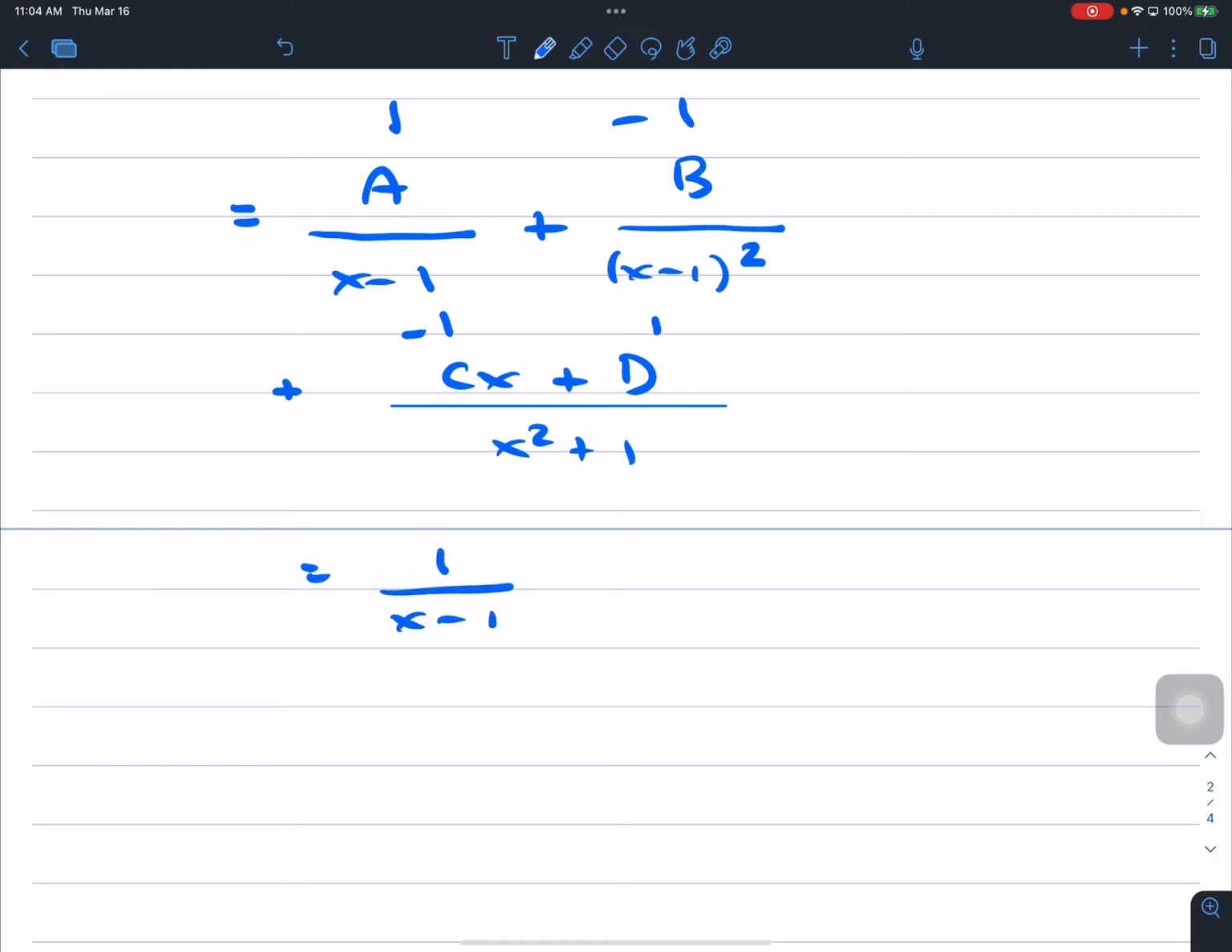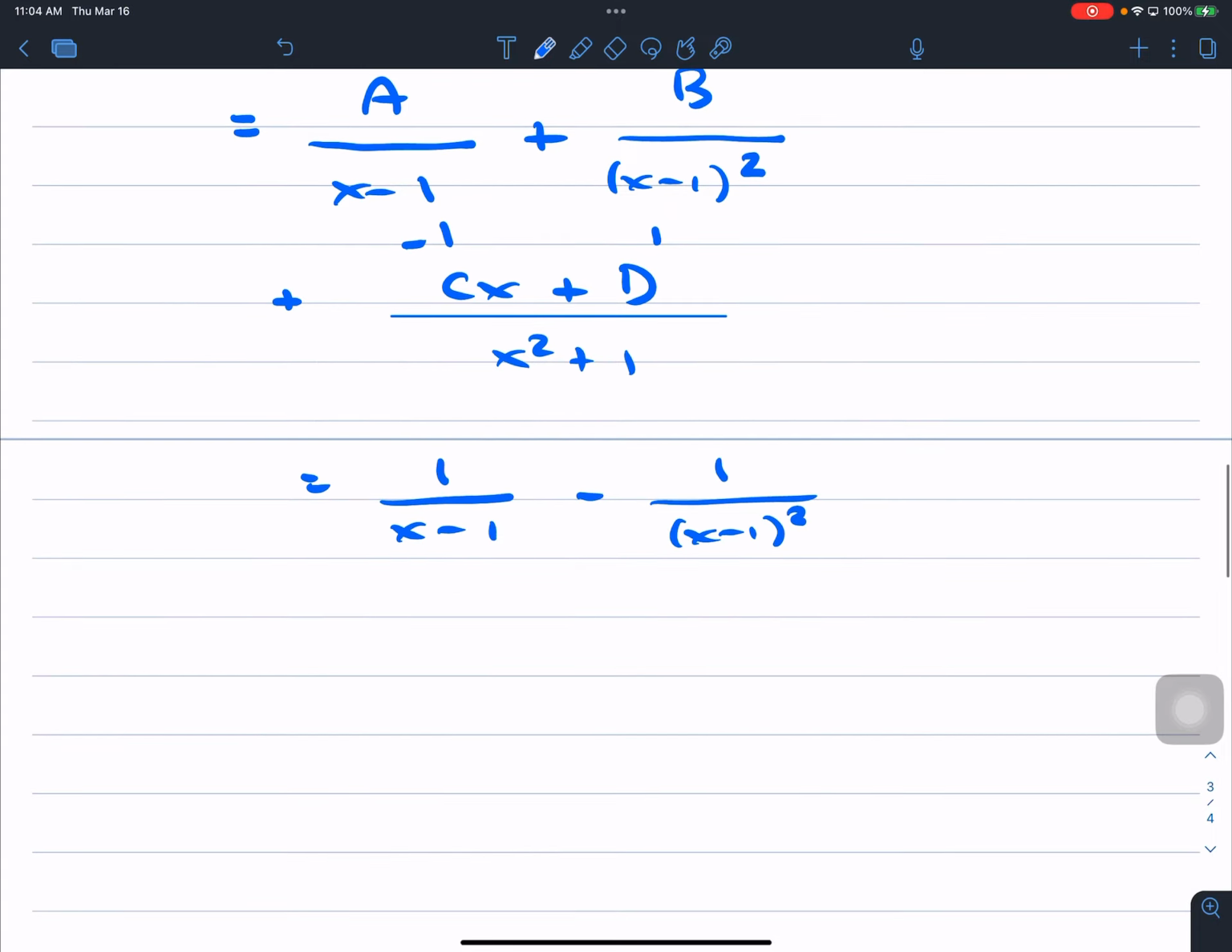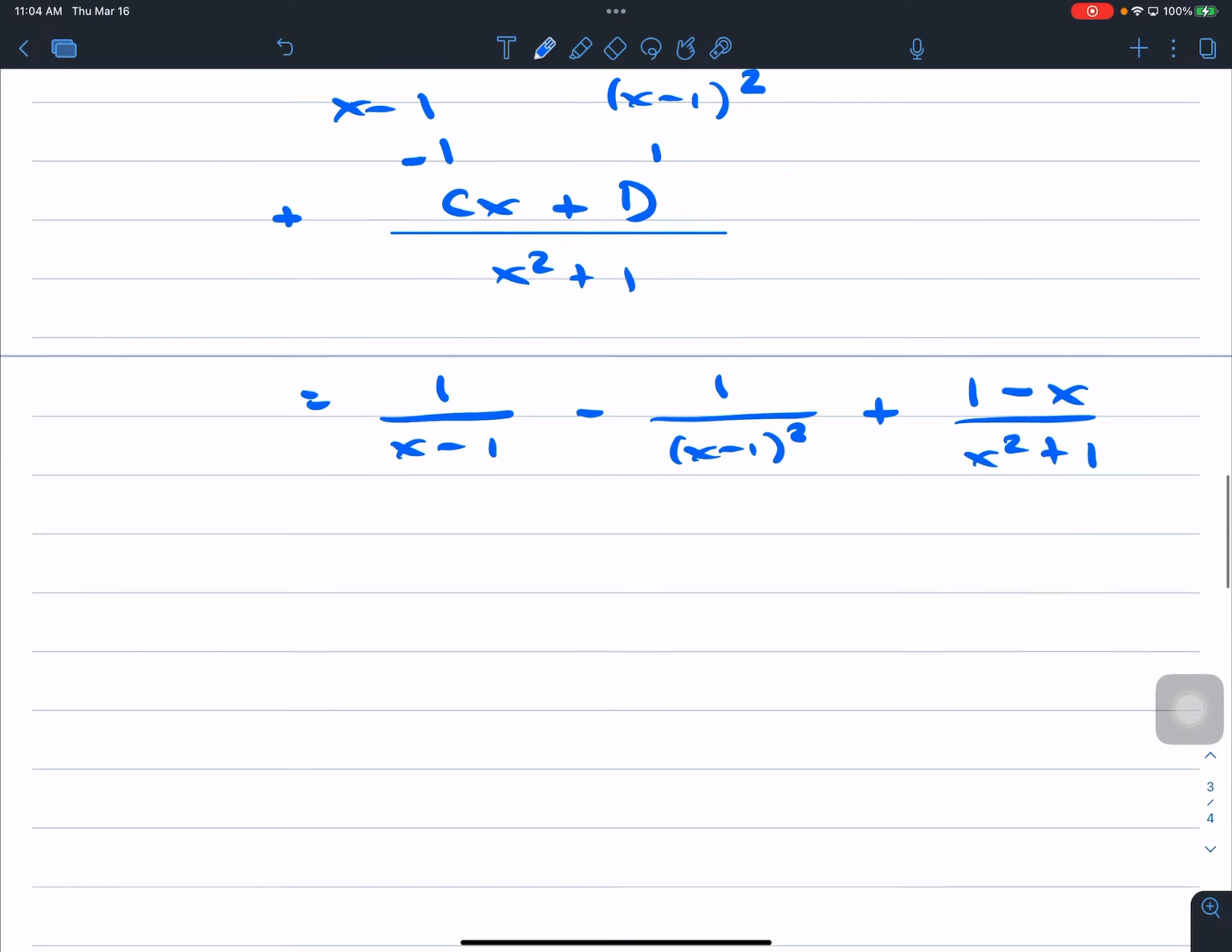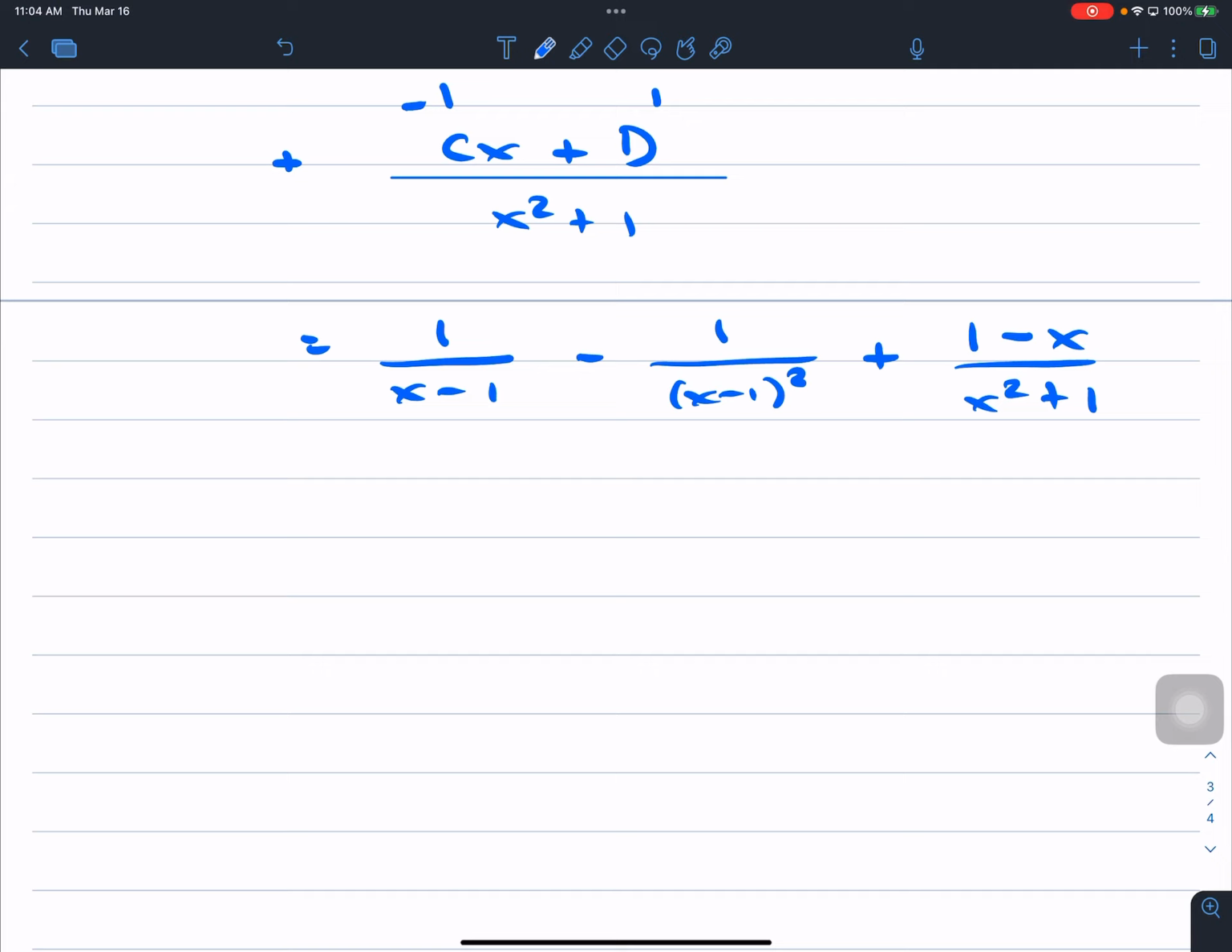One over x minus 1, minus 1 over (x minus 1) squared, right? Plus, I'm going to say this is (1 minus x) over (x squared plus 1). Is that true? Because C is negative 1 multiplied to x, and then D is 1. So your original fraction, this is what you guys get. And then what's the idea? You're going to integrate this.